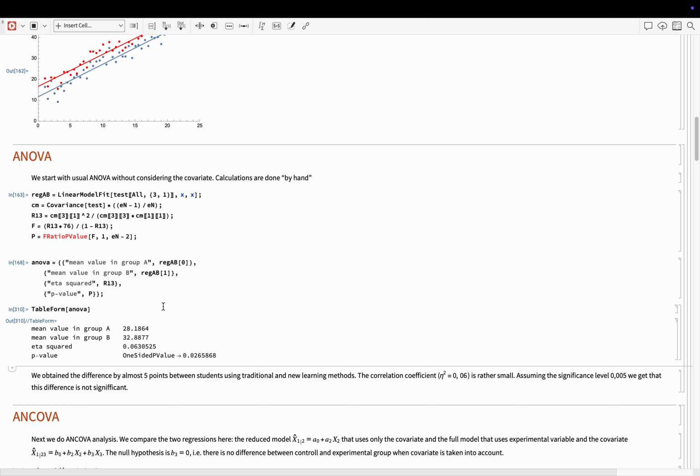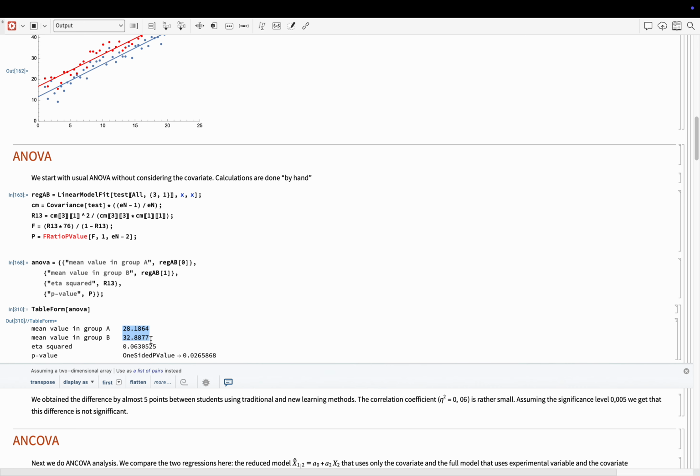So if I just take the value of the regression for variable number 3 equal to 0 and the value of the regression with variable 3 equal to 1, then I get just the means that I need in ANOVA. So here I see that there is a difference.